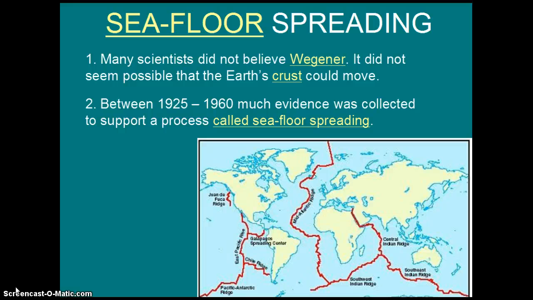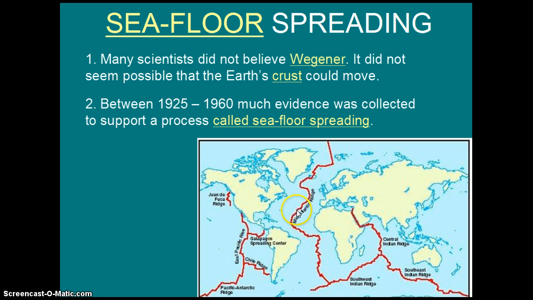So between 1925 and 1960, there was a lot of evidence collected to support a process called seafloor spreading. This was possible with the improvement of technology, and a lot of scientists had become interested in mapping the ocean floor. So scientists soon discovered a vast mountain range, and this mountain range snakes all around the world. If you see these red lines here, all throughout here, these are all mid-ocean ridges, so these mountain ranges.